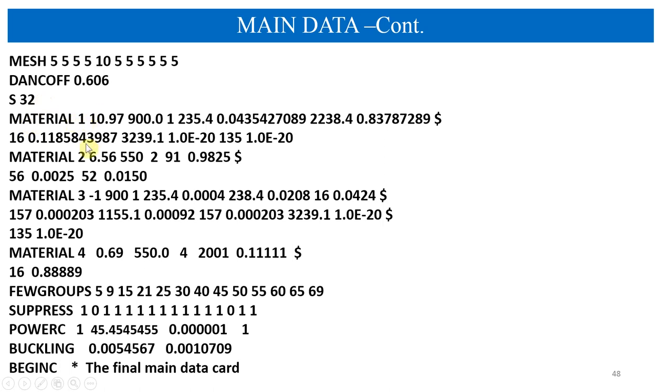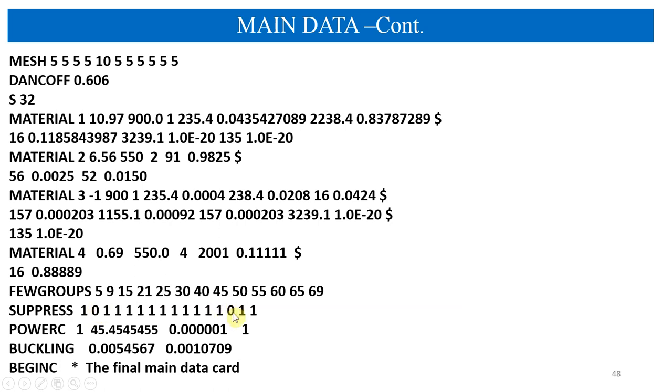Material 1, we defined it before, 2, 3, 4, we defined it before. And the few groups, which is the group structures. And here is suppress. I want to see my results in the output. If I put 0, it means that I need to see this result. Here we have 16 numbers. If I put 1, I will omit it. If I put 0, I want to see it. 0 in chain number 2, we call that a chain. In chain number 2, it means that I want to see the isotopic inventory at each Burnup step.